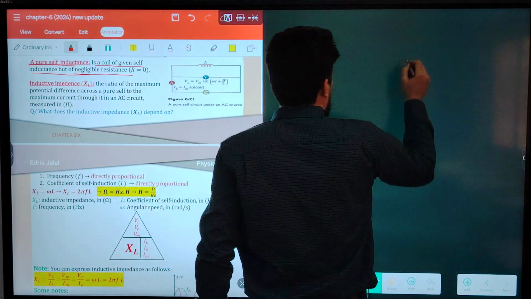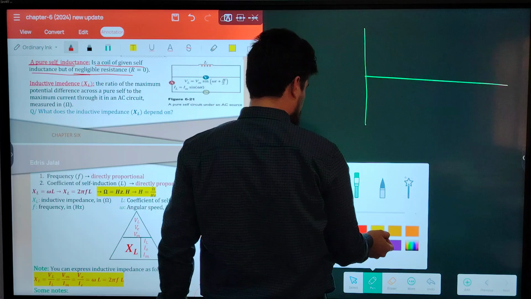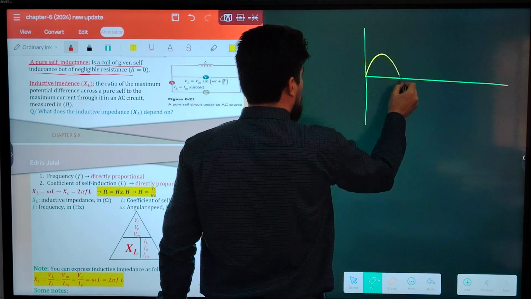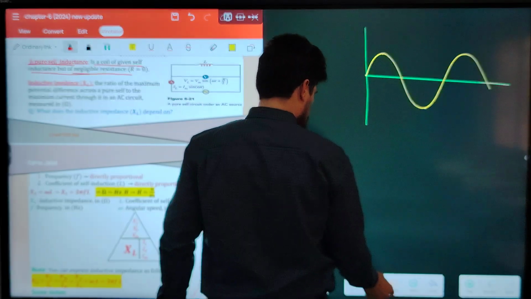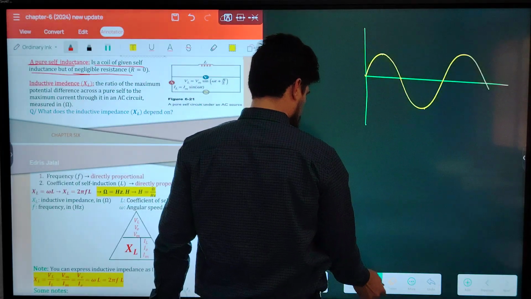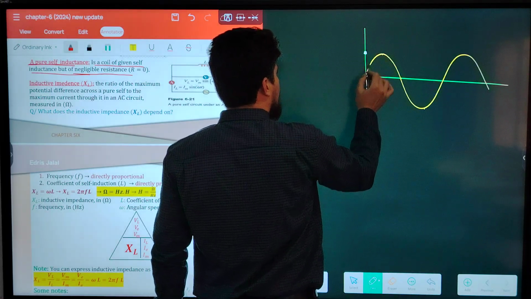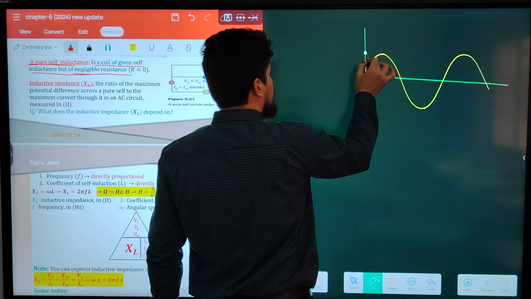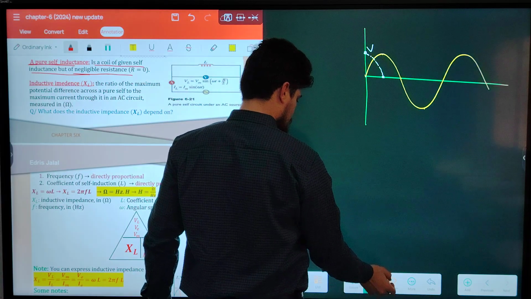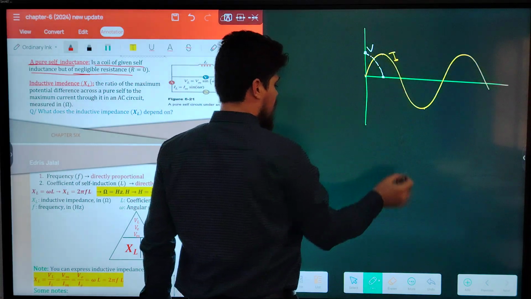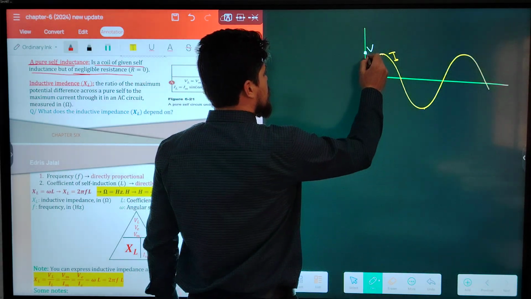And so the phasor diagram between the potential difference and the current is like this. The yellow one is for the current, and the white one is the potential difference. Guys, when current is 0, potential difference is maximum. This is V, and this is I. The yellow curve is I, and the white curve is potential difference.